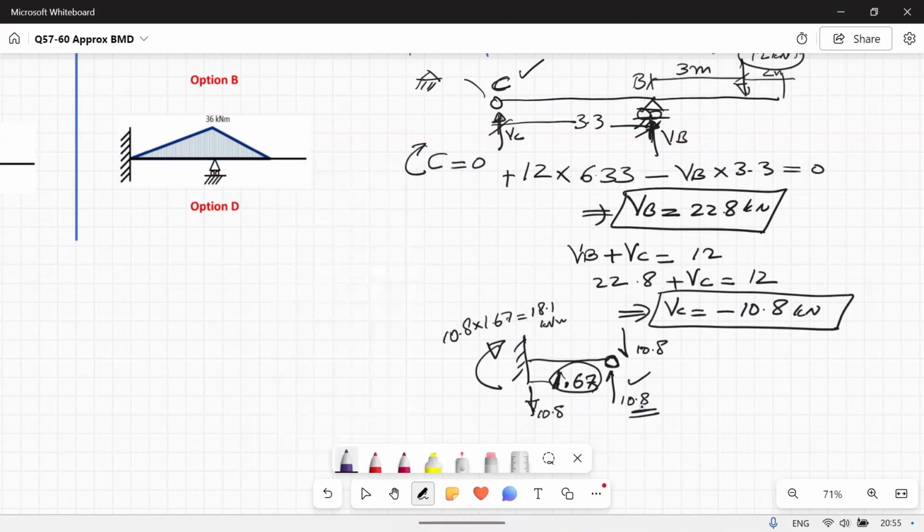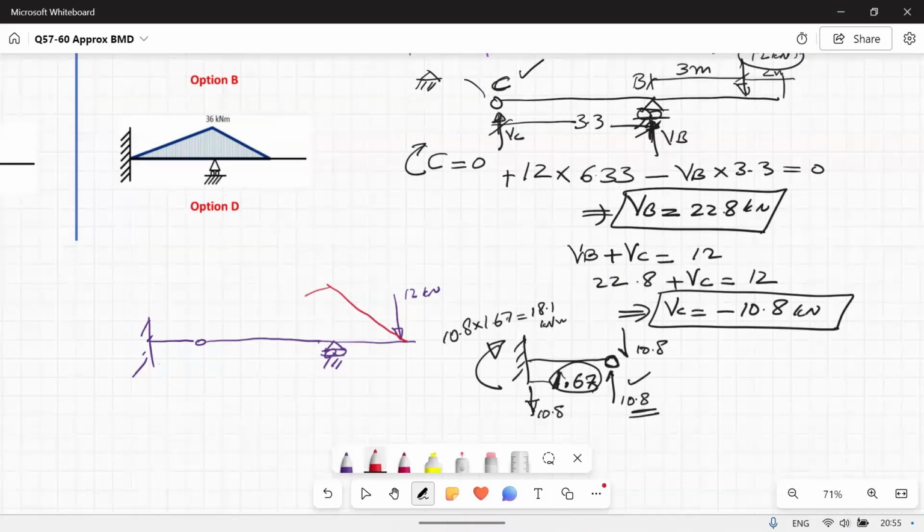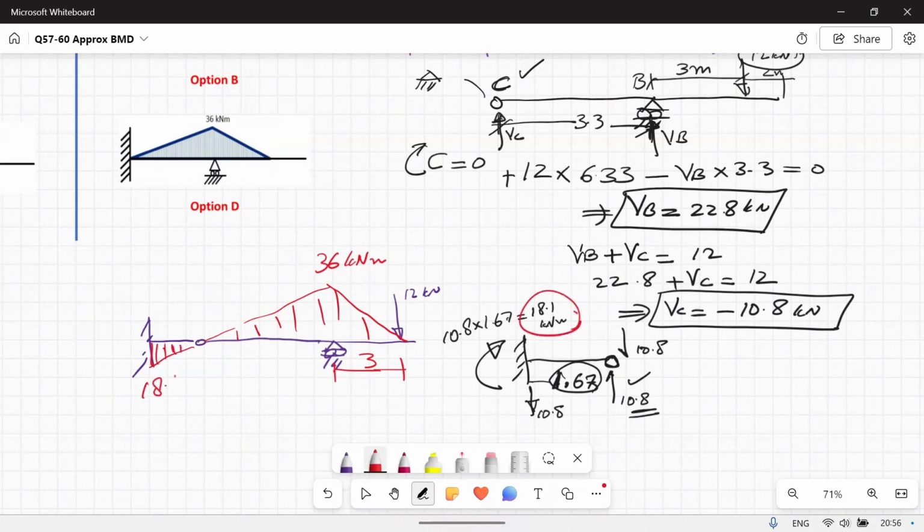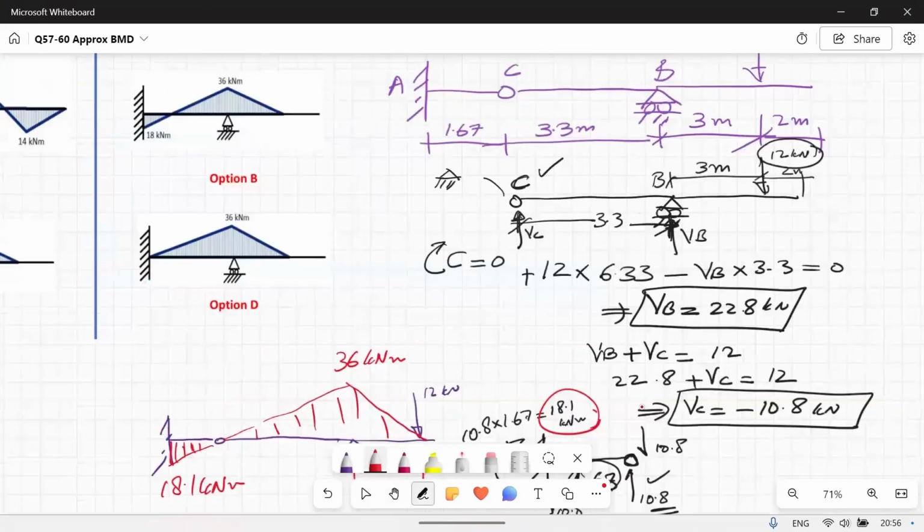Now I'm ready to draw the bending moment diagram. So the bending moment diagram will be like this. Over here I will have 12 times 3, this distance is 3, which creates 36 kilonewton meter, and this moment we worked out a little earlier is 18.1 kilonewton meter. So the closest option that we have is option B, which has 36 over here and 18 here. So the right answer is option B.